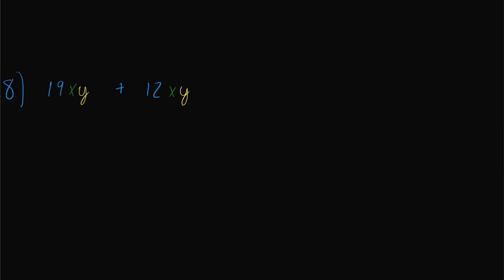Here we have 2 variables, an x and a y. This might look a little scary to you at first, but don't be intimidated by it. It's really the same problem. We have 19 with an x and a y attached to it, and 12 with an x and a y attached to it. As long as we have the same thing attached to the numbers, we can just add those numbers. So 19 plus 12 is going to give us 31, and the x and y have to come along. So 31xy.